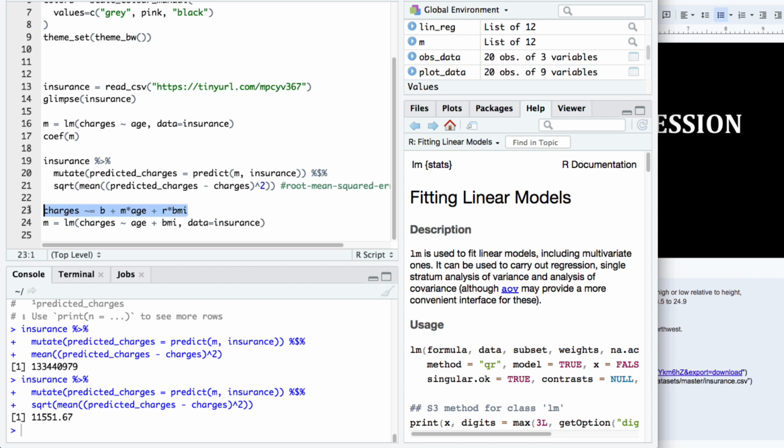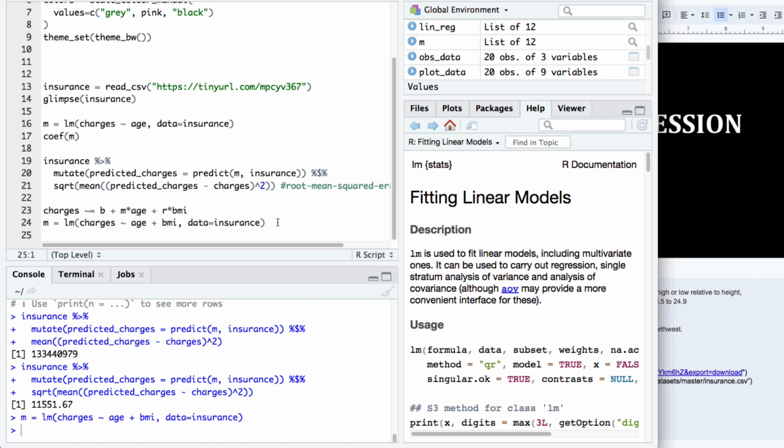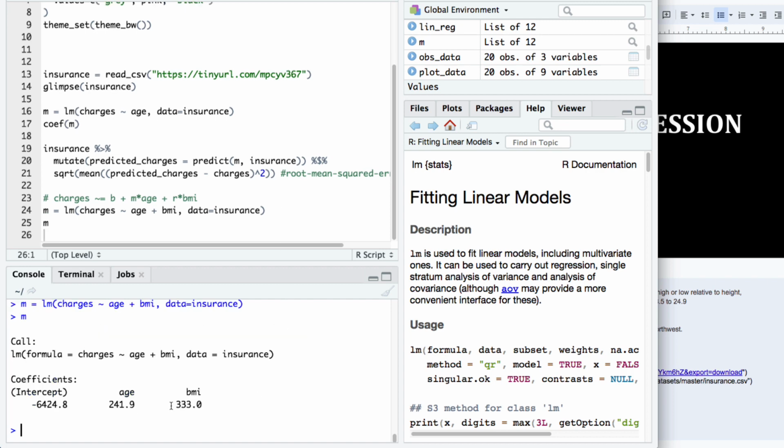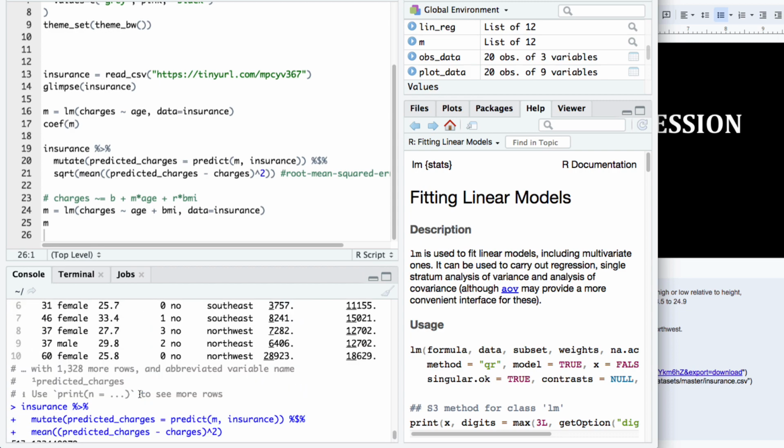And again, I don't have to do it. R will do it for me. But conceptually, all that's happening is that it's fiddling with these three knobs until it gets the values that give the lowest mean squared error. And that's what happens when I press play here. And so if I look at M, you can see that those are the three things that it gives me back. It gives me back the intercept, the coefficient on age, and the coefficient on BMI. And you can see that this is different than it was before.